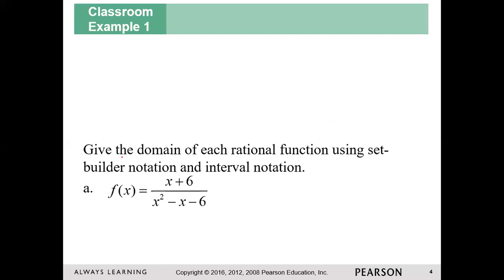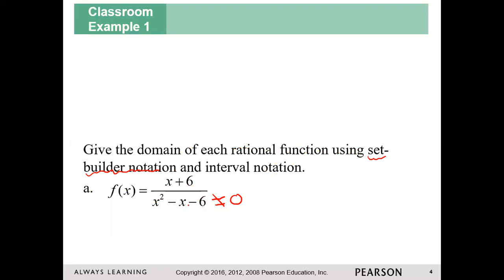So if you read this question, it says, give the domain of each rational function using set builder notation and interval notation. I'm just going to focus on the set builder notation for now, since this is pretty new for us. We've done interval notation quite a bit, so I'm not going to focus too much on that. But one of the biggest things that we need to understand when it comes to finding the domain is that there's something that makes this function undefined. Whenever you have a rational expression, if the denominator is 0, that's going to cause that entire function to be undefined. So what we do is we set the denominator to not be 0. So we need to figure out what's going to make this thing not be 0.